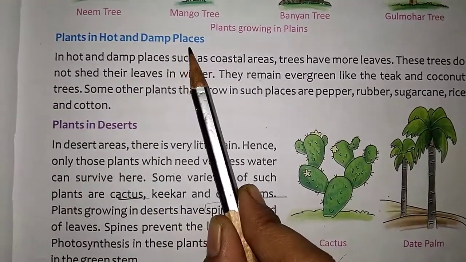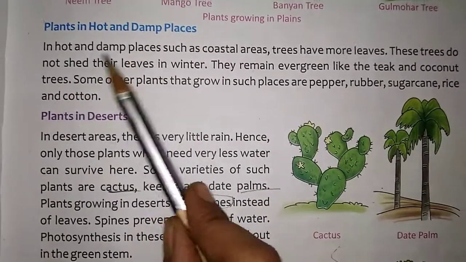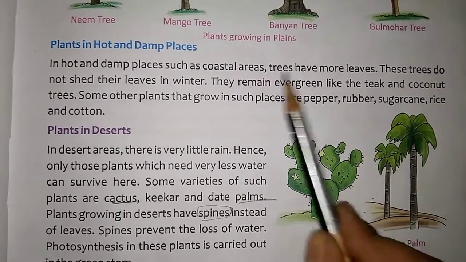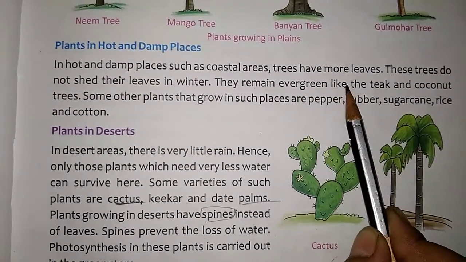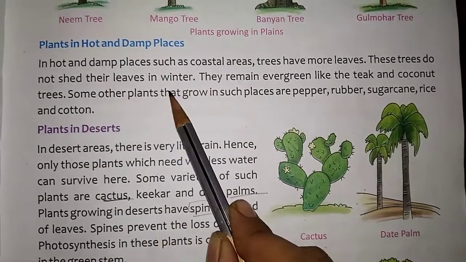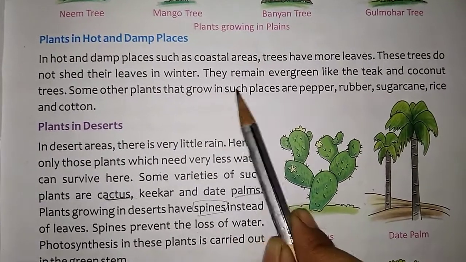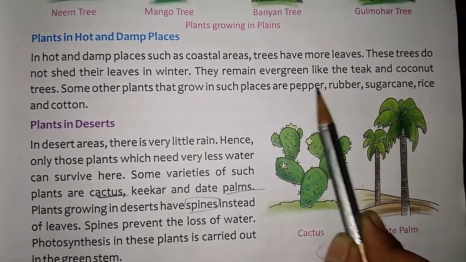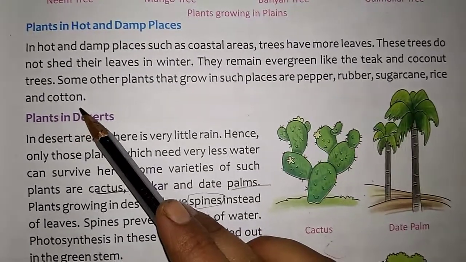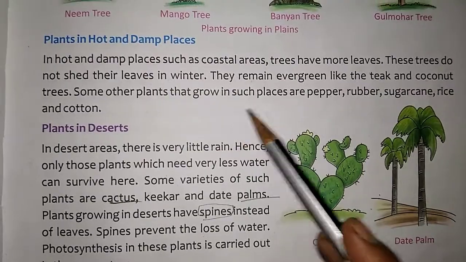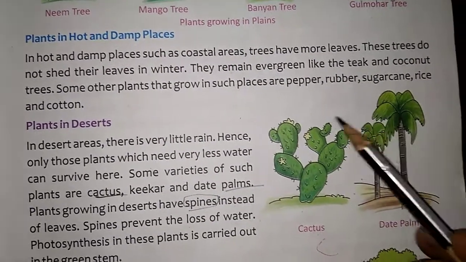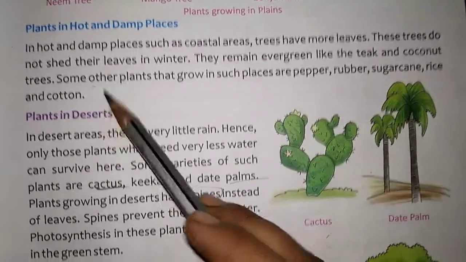Plants in hot and damp places. In hot and damp places, such as the coastal areas, trees have more leaves. These trees do not shed their leaves in winter. They remain evergreen like the teak and coconut trees. Some other plants that grow in such places are rubber, sugarcane, rice and cotton.